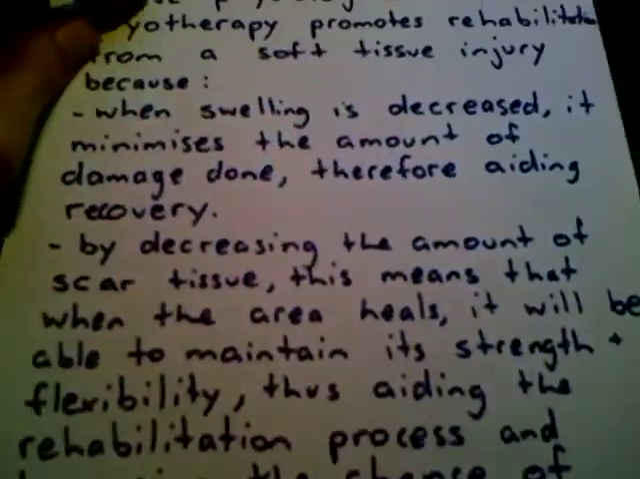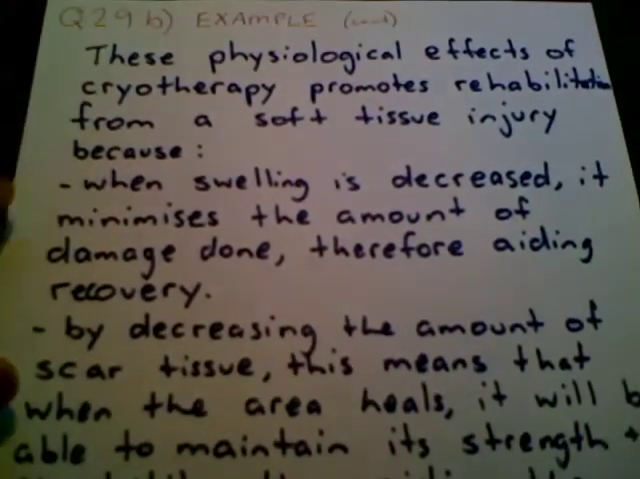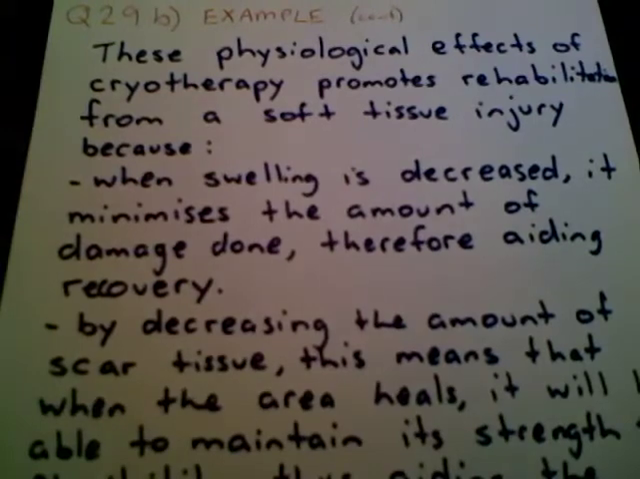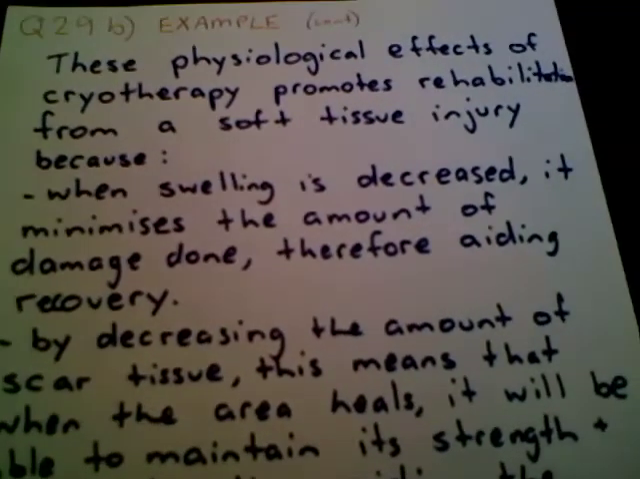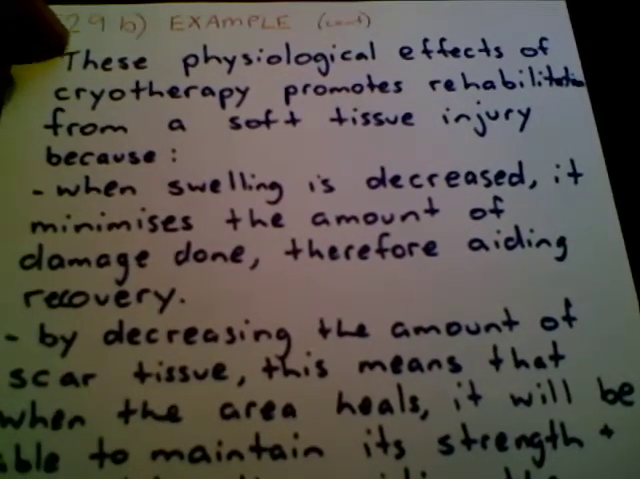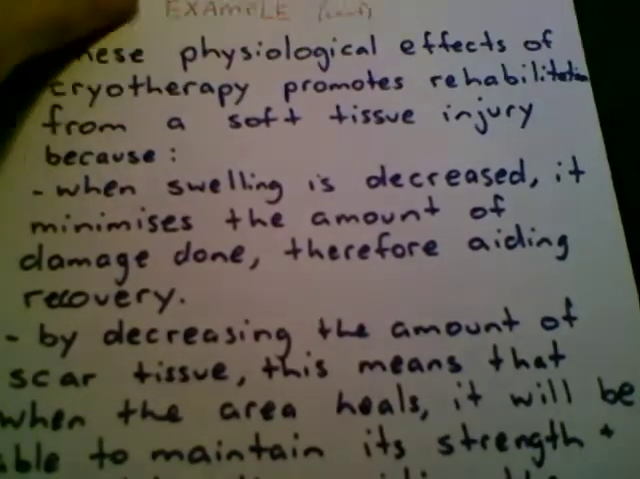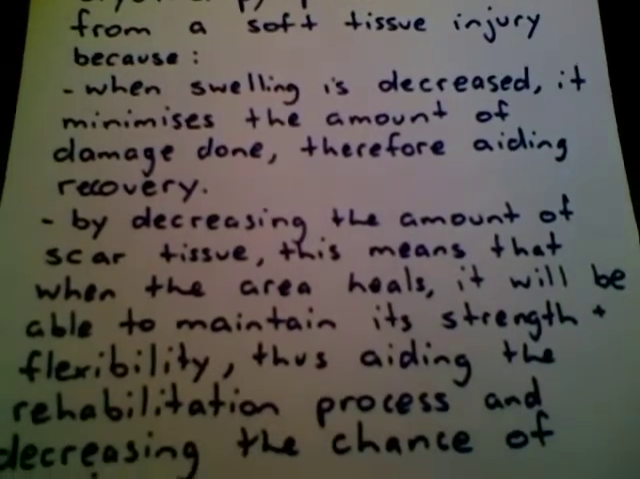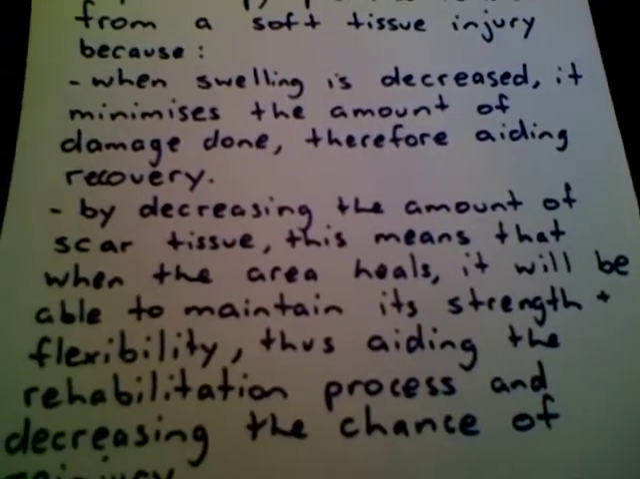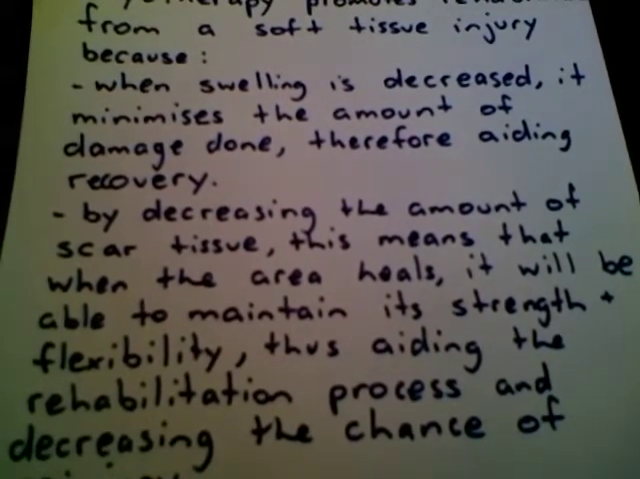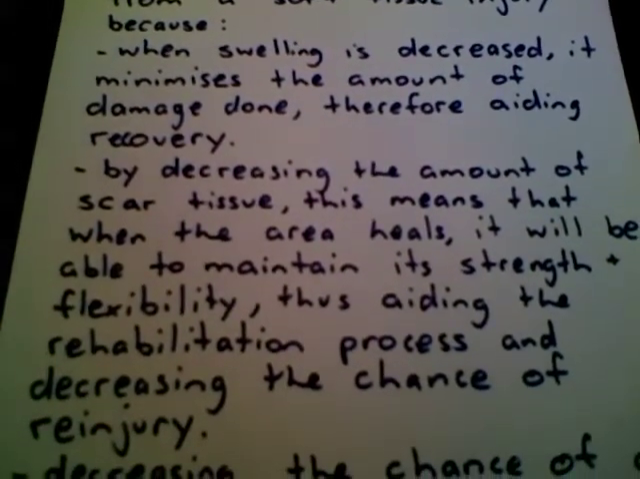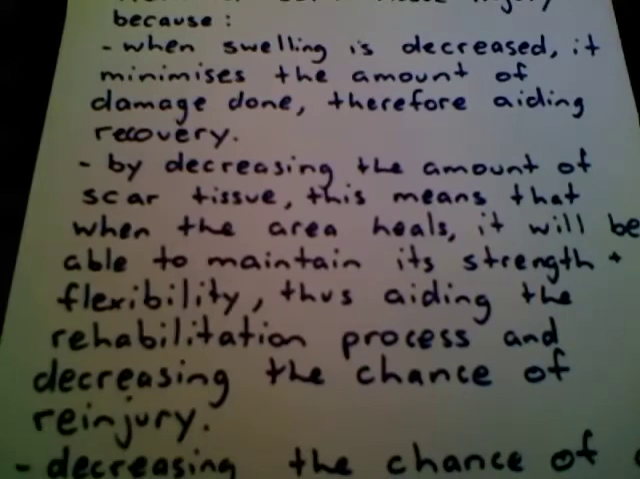So over the page here, I've got examples of how the analysis can be done, by stating something along the lines of, these physiological effects of cryotherapy promote rehabilitation from a soft tissue injury because when swelling is decreased, it minimises the amount of damage done, therefore aiding recovery. By decreasing the amount of scar tissue, it means when the area heals, you can maintain its strength and flexibility, thus aiding the rehabilitation process and decreasing the chance of re-injury.